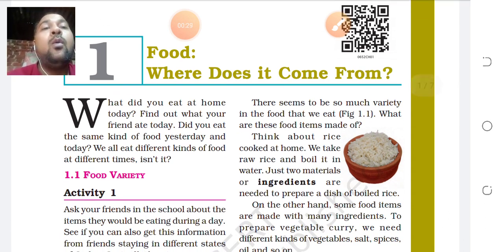What did you eat at home today? Find out what your friend ate today. Did you eat the same kind of food yesterday and today? We all eat different kinds of food at different times, isn't it? This is very true. We do not like to take the same kind of food each and every time. So we try to take different varieties of food in our dinner, in our lunch, okay.